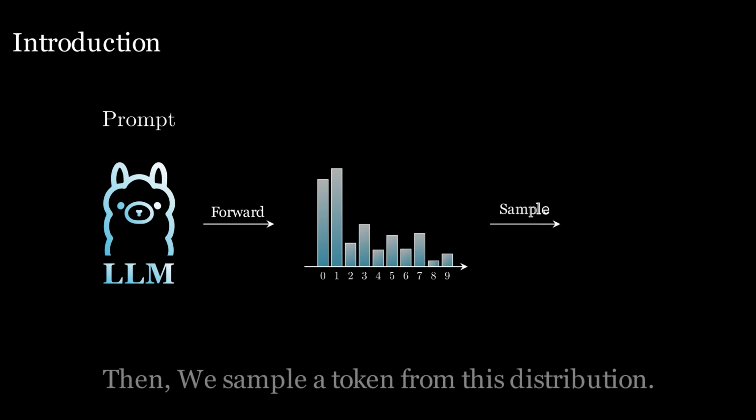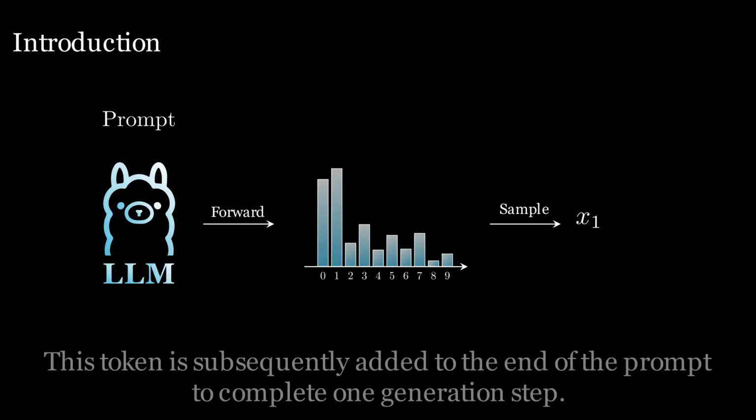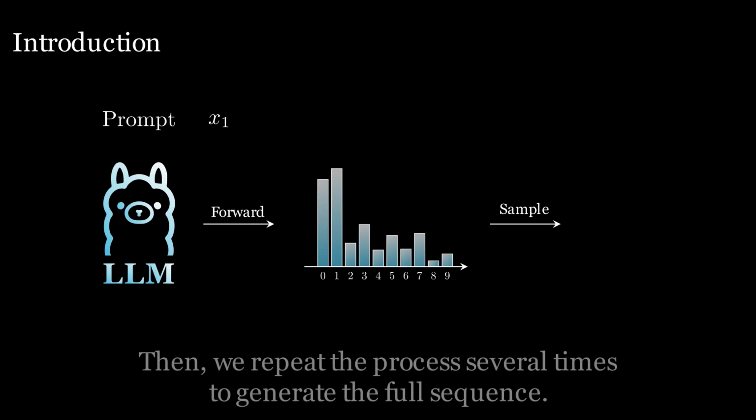Then, we sample a token from this distribution. This token is subsequently added to the end of the prompt to complete one generation step. Then, we repeat the process several times to generate the full sequence.